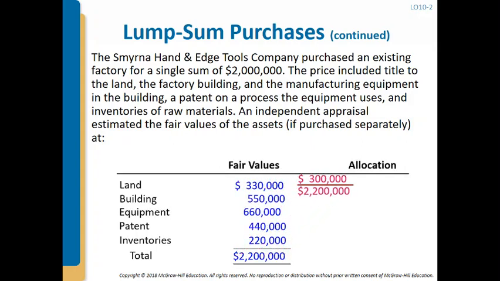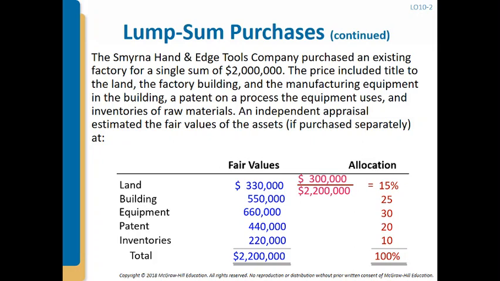Now here you've got this company that purchased an existing factory for a single sum of $2 million. The price included title to the land, factory building, and manufacturing equipment in the building, and a patent on a process the equipment uses, as well as inventory of raw materials. An independent appraisal estimated the fair value of the assets if they were purchased separately. So you've got land with a fair value of $330, building $550, equipment $660, patent $440, and inventory of $220.